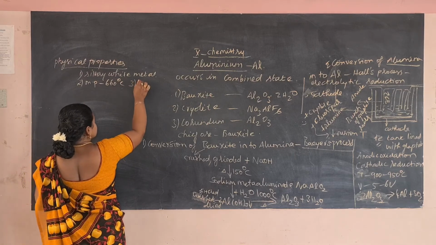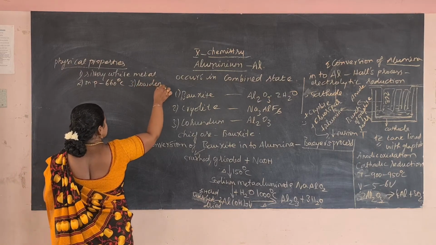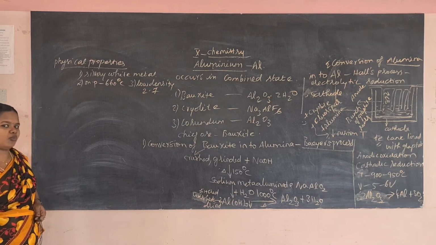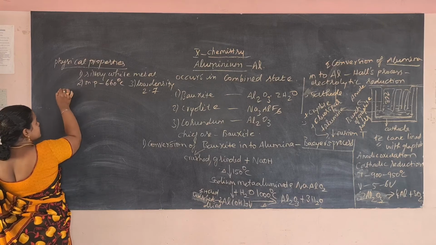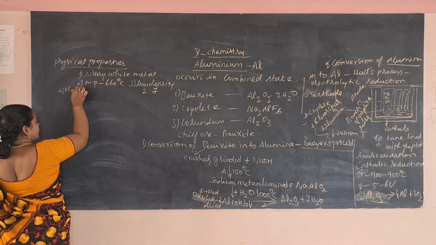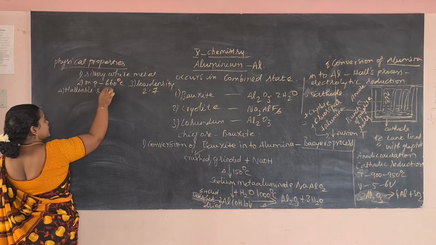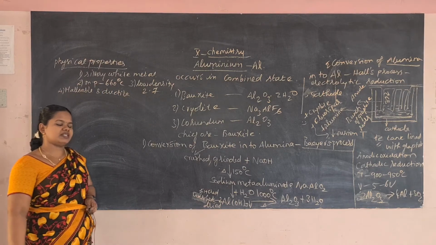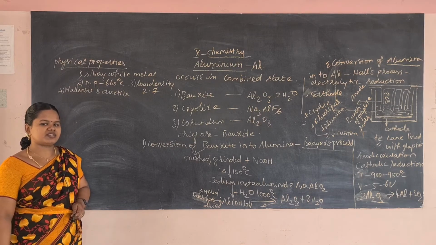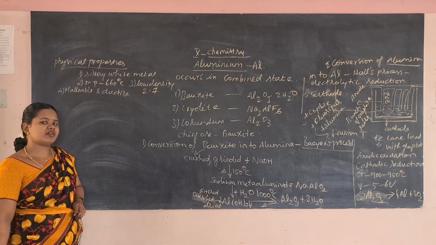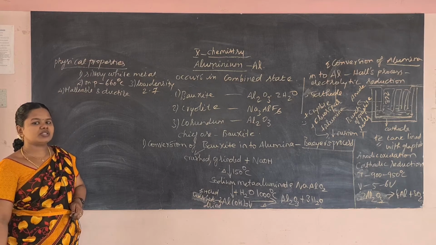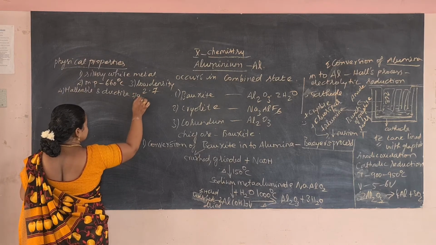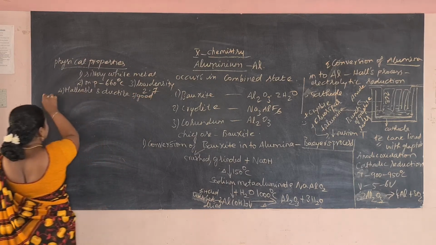It has a low density of 2.7, and it is light. It is malleable and ductile. That is, it can be drawn into sheets and wires. What is malleability and ductility? The tendency of a metal to be drawn into sheets is malleability, and ductility is the tendency of a metal to be drawn into wires. So this aluminium is malleable and ductile. It is a good conductor of heat and electricity.